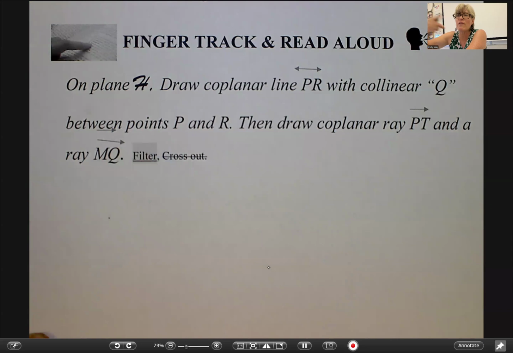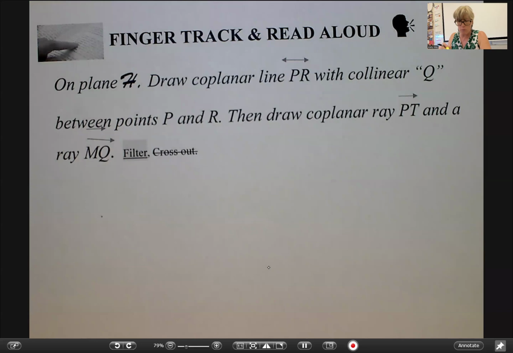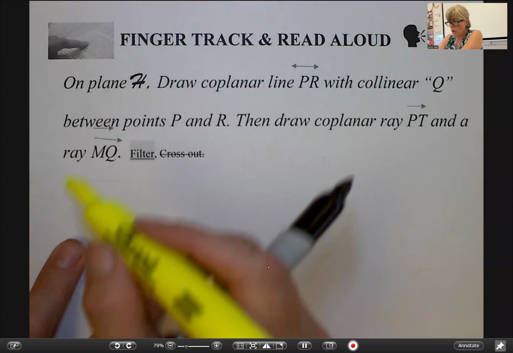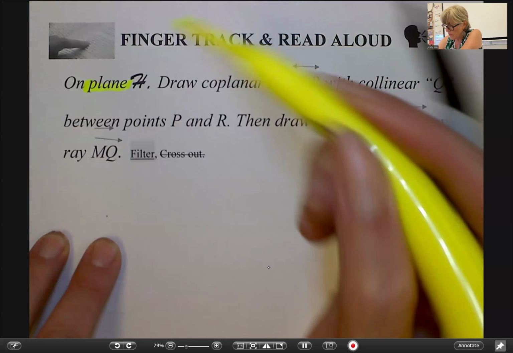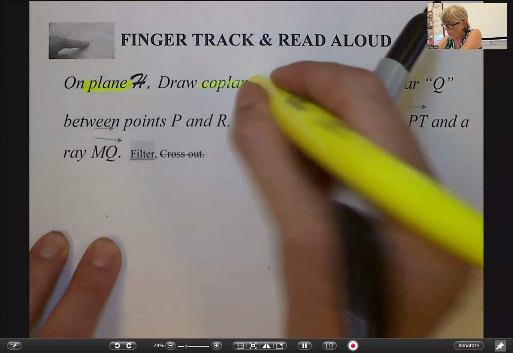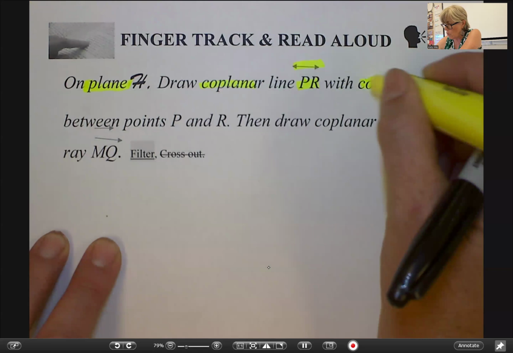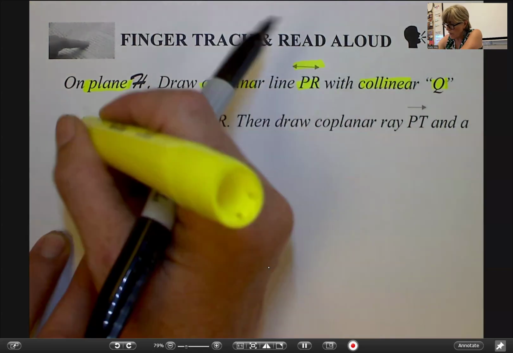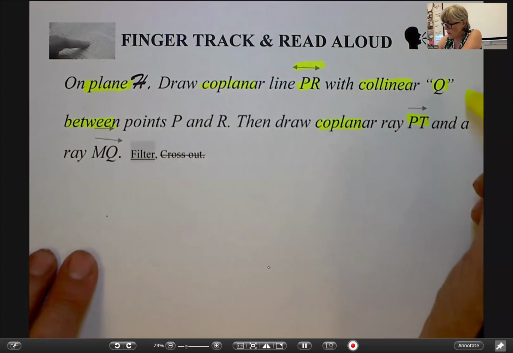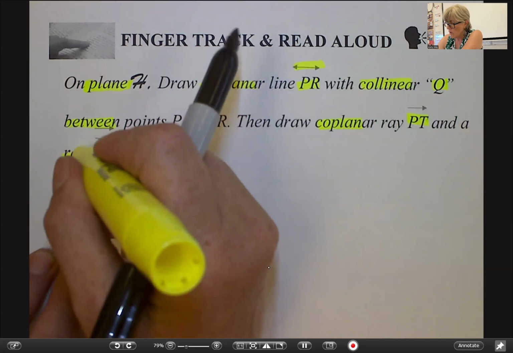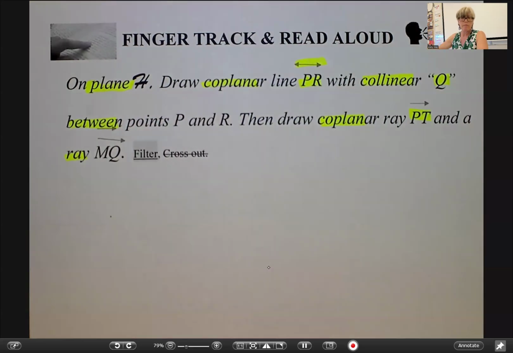So you should have had voice come out of your mouth. Okay, now you filter. So take your pencil, or if you have a highlighter, we're going to highlight all the key words. Look for those 5 letters. We have a plane. We have a coplanar line, PR, a collinear Q between P and R, draw a coplanar ray, PT, and another ray, MQ. There's all our key buzzwords and our vocabulary.